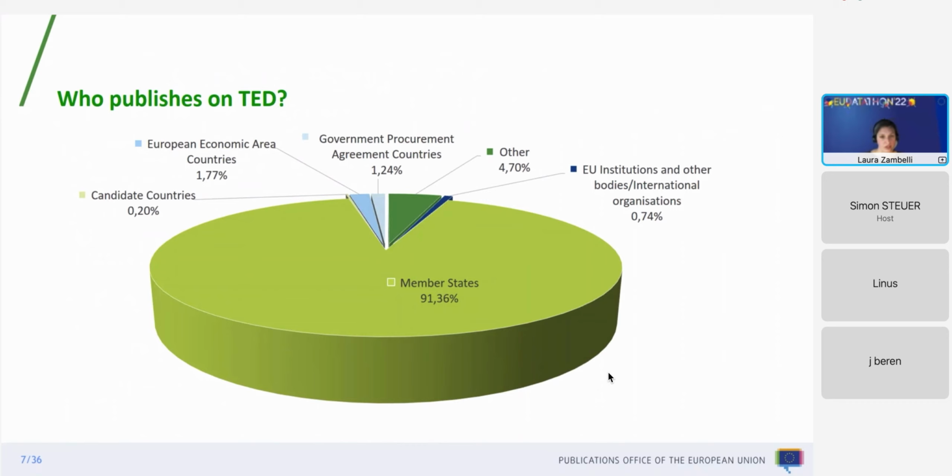So who publishes on TED? As you can see, mainly member states for the 91%, which means that 91% of notices come from member states. Then we have countries of the European Economic Area, followed by government procurement agreement countries, and EU institutions and other bodies, international organizations for the 0.74%, followed in turn by candidate countries and other.